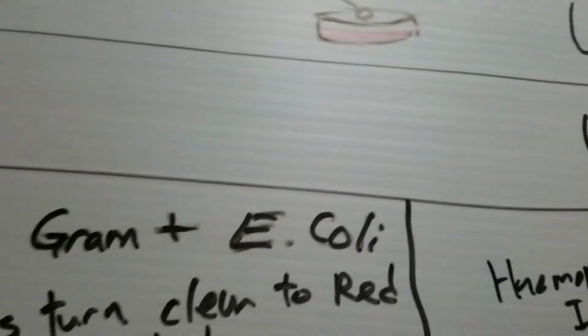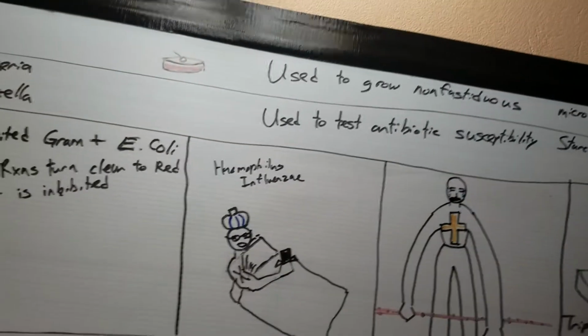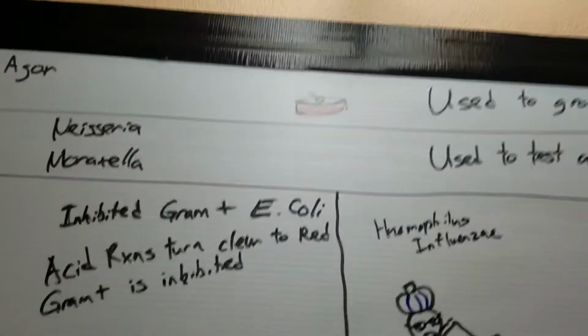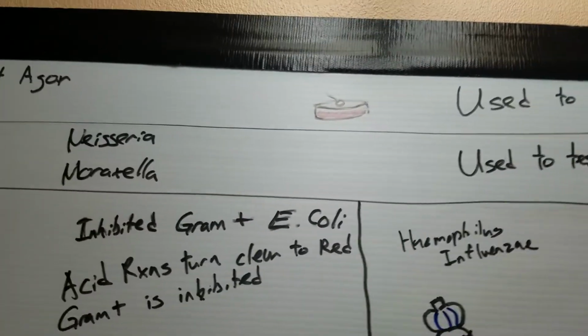You might take a culture, like grab something from the back of someone's throat. You see like some weird white dots on the back of someone's throat or something like that, and you wipe it on this plate and you see what grows.